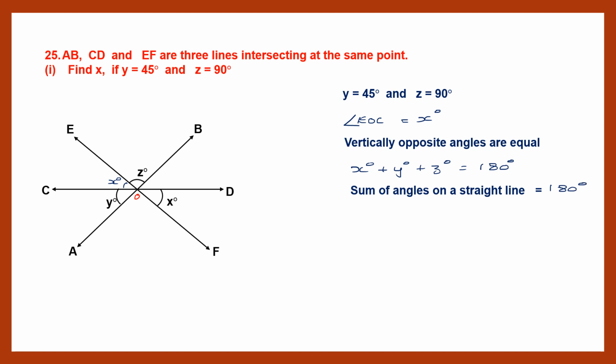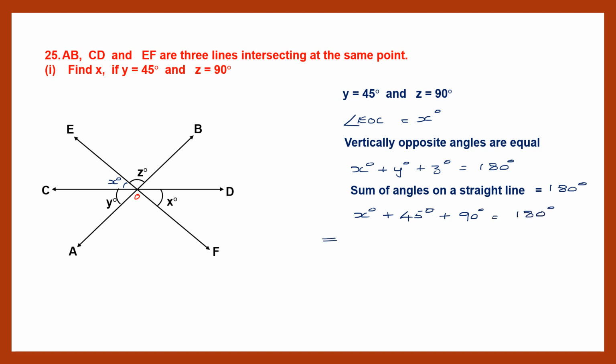Now I'm going to substitute the values for all these. Now x we don't know, so we are writing it as x degrees. Y is already given to us in the question. Y is equal to 45 degrees. So that is 45 degrees. Plus z is given to us also. Z is equal to 90 degrees. So z is 90 degrees, and together they all add up to 180 degrees.